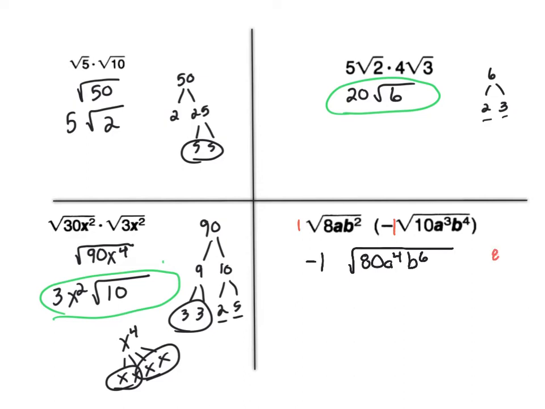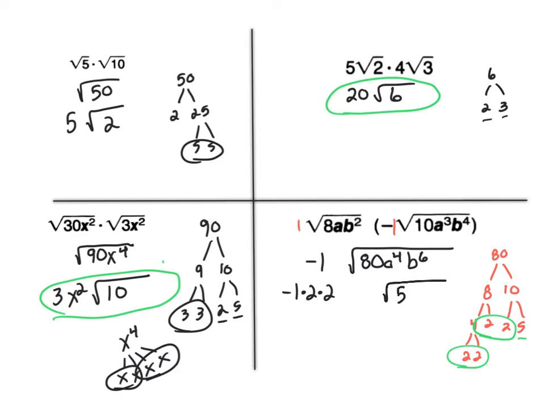So I'm going to start with my 80. 8 and 10. 8 is 4 and 2. 4 is 2 and 2. 10 is 2 and 5. So I have a set of 2s, another set of 2s, and a 5 left over. So we have that negative 1 on the outside of the radical. Now I have a 2 and another 2. And then on the inside of the radical, I'm left with just the 5.